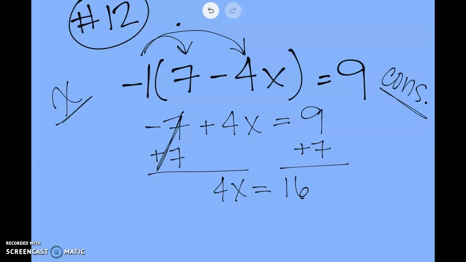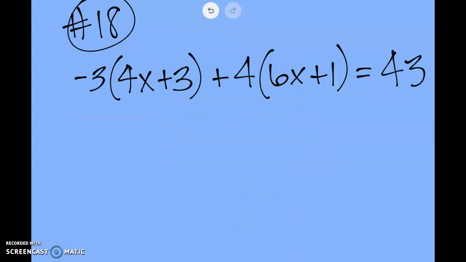X is not quite by itself. We have 4x, which is the same as 4 times x. To undo that multiplication, we divide. We have to do it to both sides. So 4 times x equals 16. That means x must be equal to 4 because 16 divided by 4 is 4.